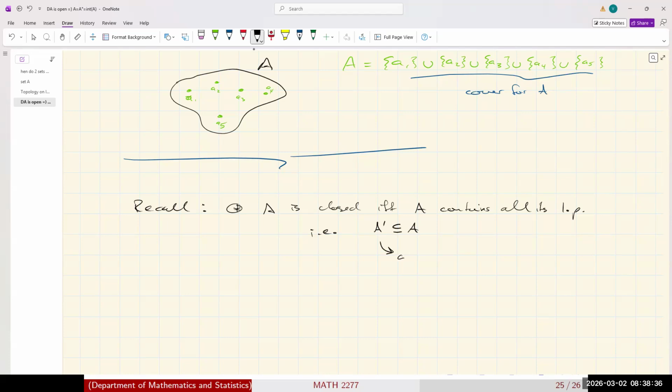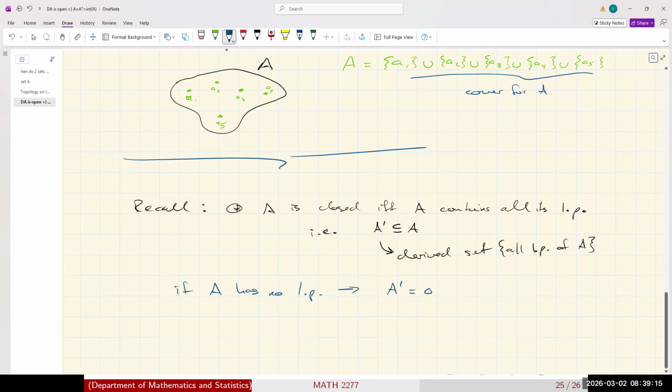This is sometimes called the derived set. It's the set of all limit points of A. So a set is closed if it has all its limit points. That's one of the ways you could think about a closed set. Of course, a set is closed if it's the complement of an open set. That's another way.